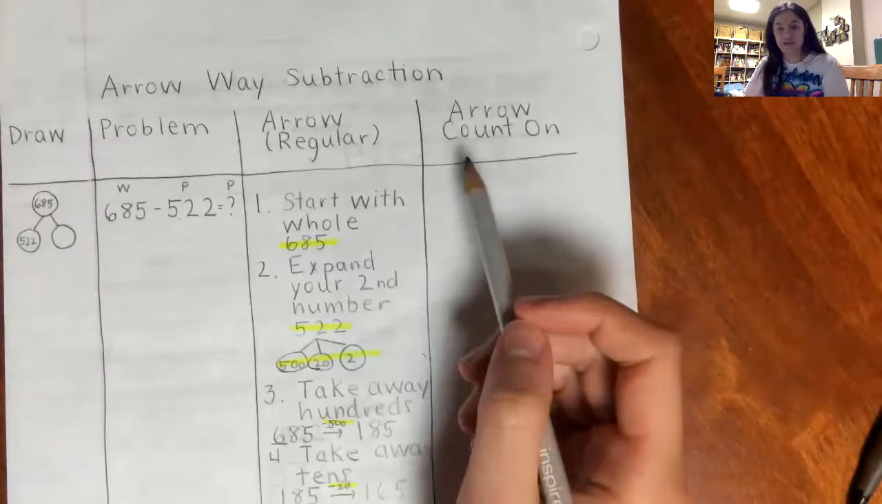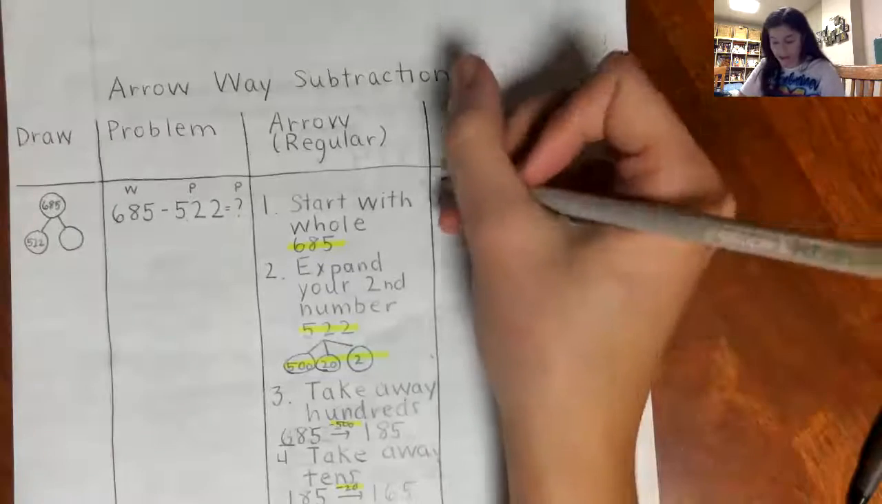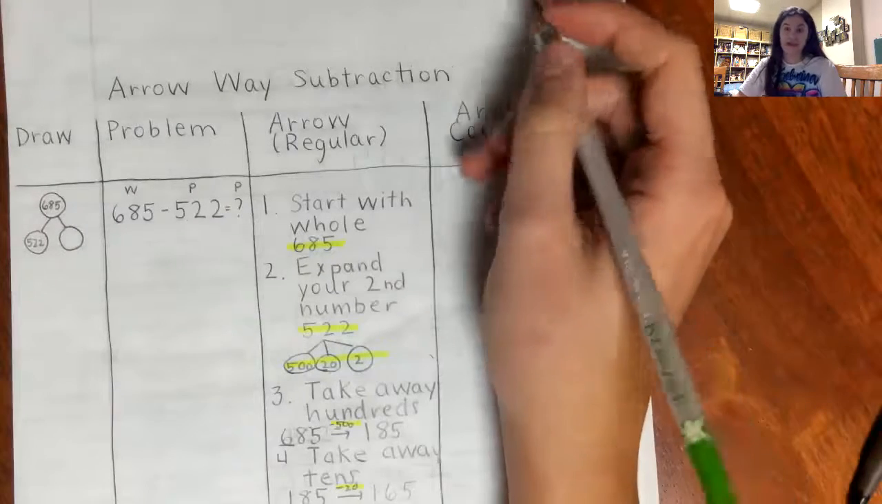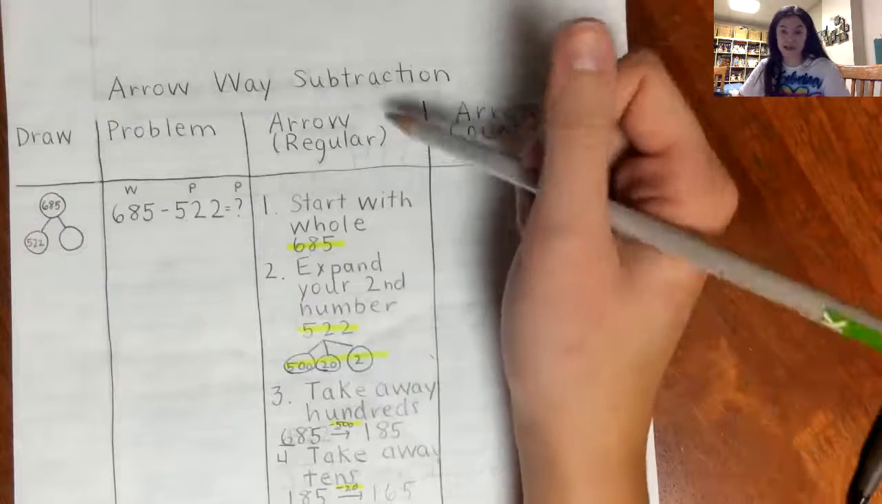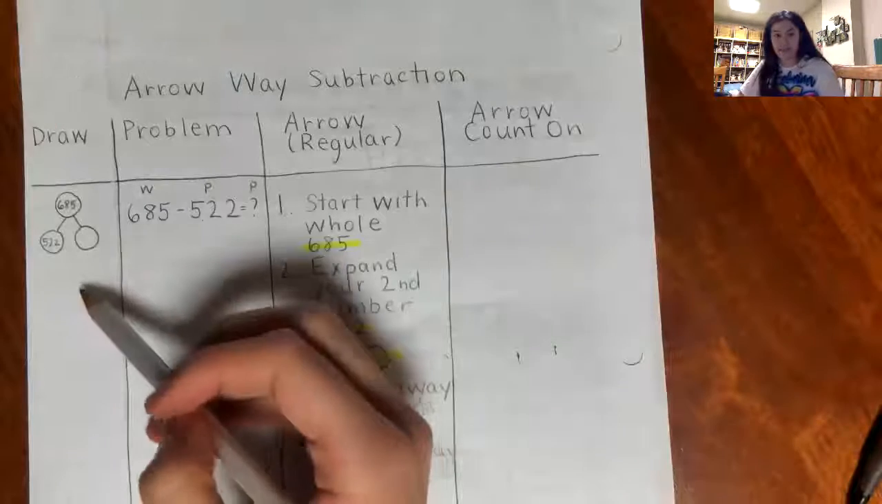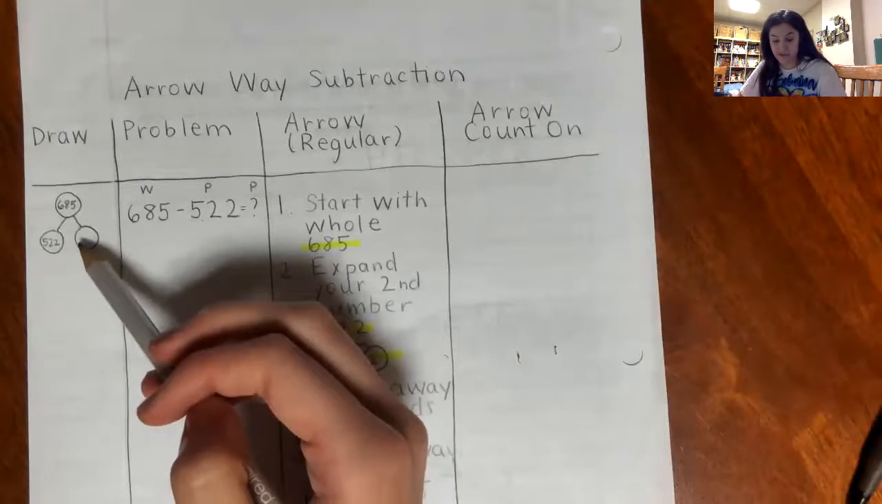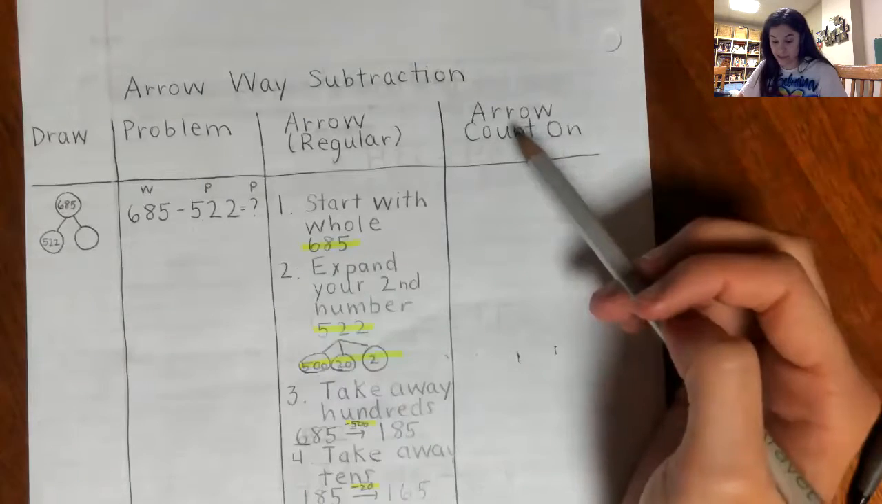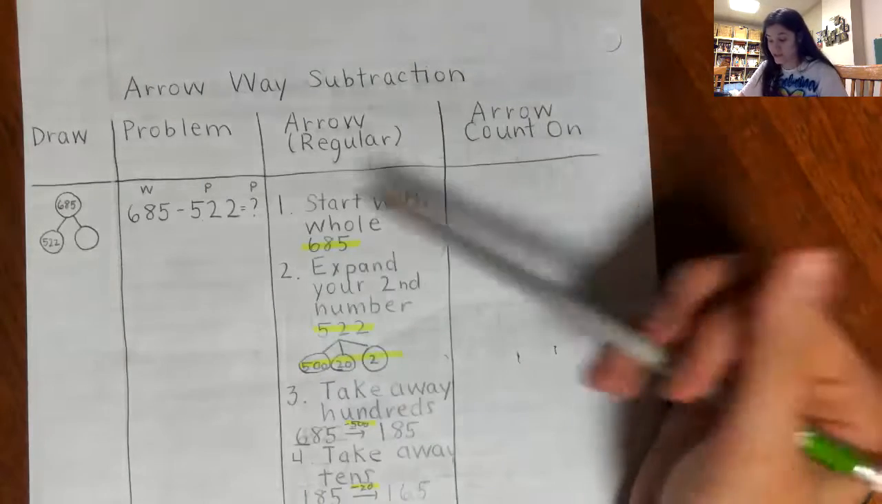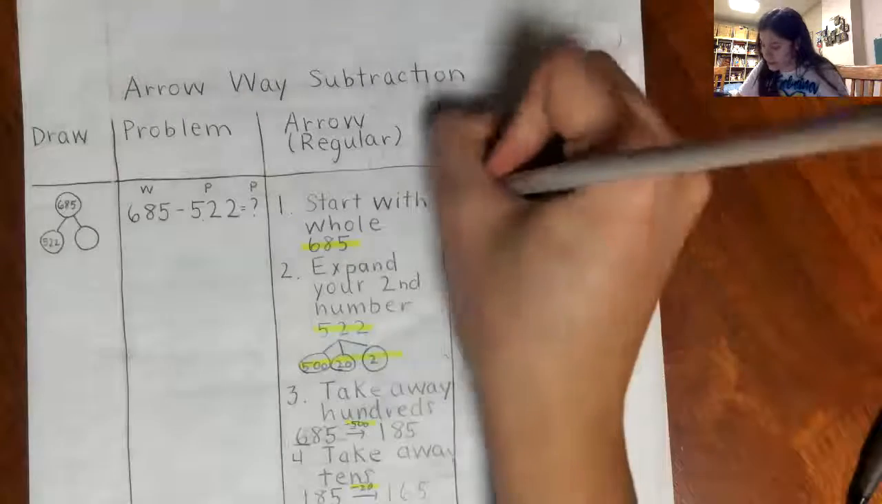Now I want to try counting on. Okay, this is a little bit different. It's helpful when you're missing a part to count on. Okay, I'm still looking at my picture. But for this way, if you like the counting on method, you're going to actually start at the part, the part that you have.